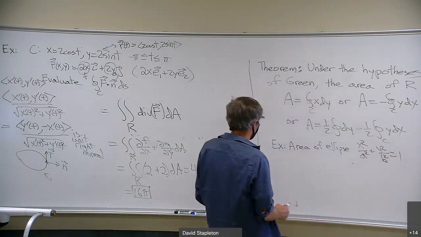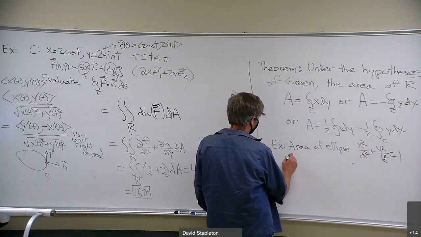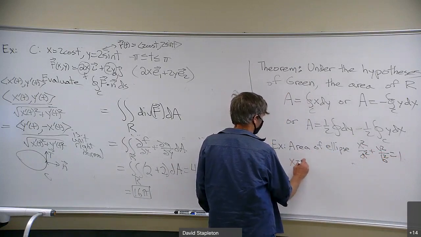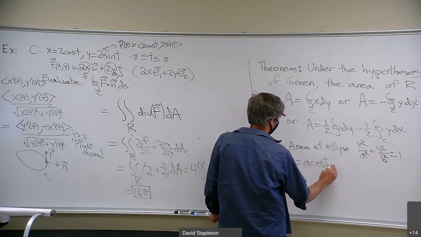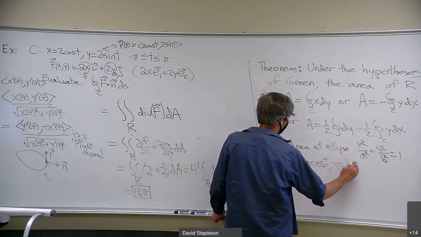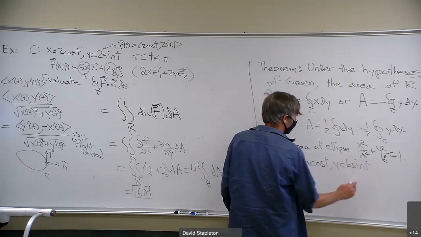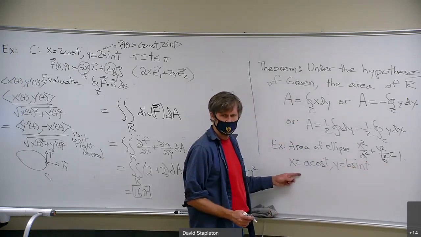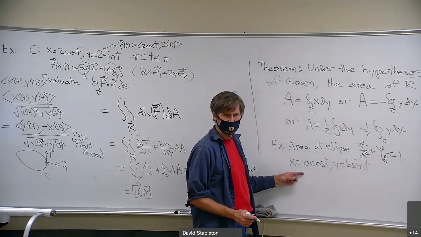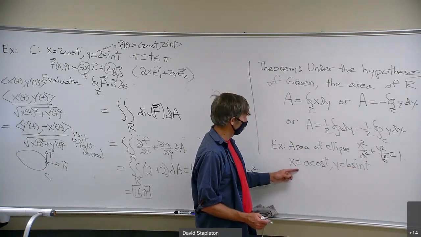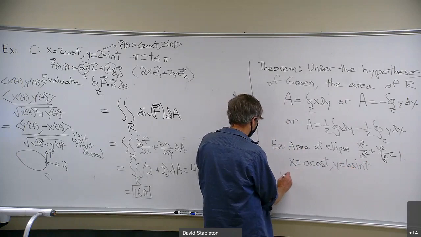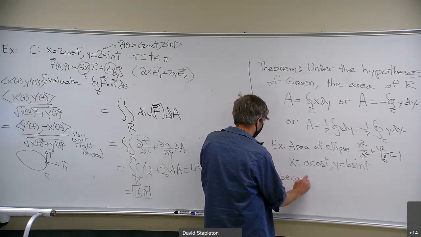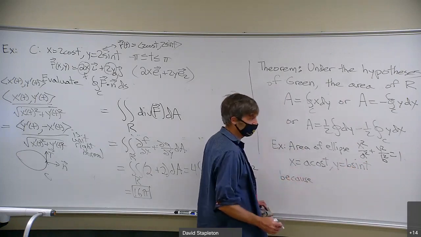Well, we can parameterize the ellipse, recall, by letting x equal a cosine t, y equal b sine t. That's a parameterization if you want. Does that look familiar for an ellipse? Nobody wants to say it's not familiar.